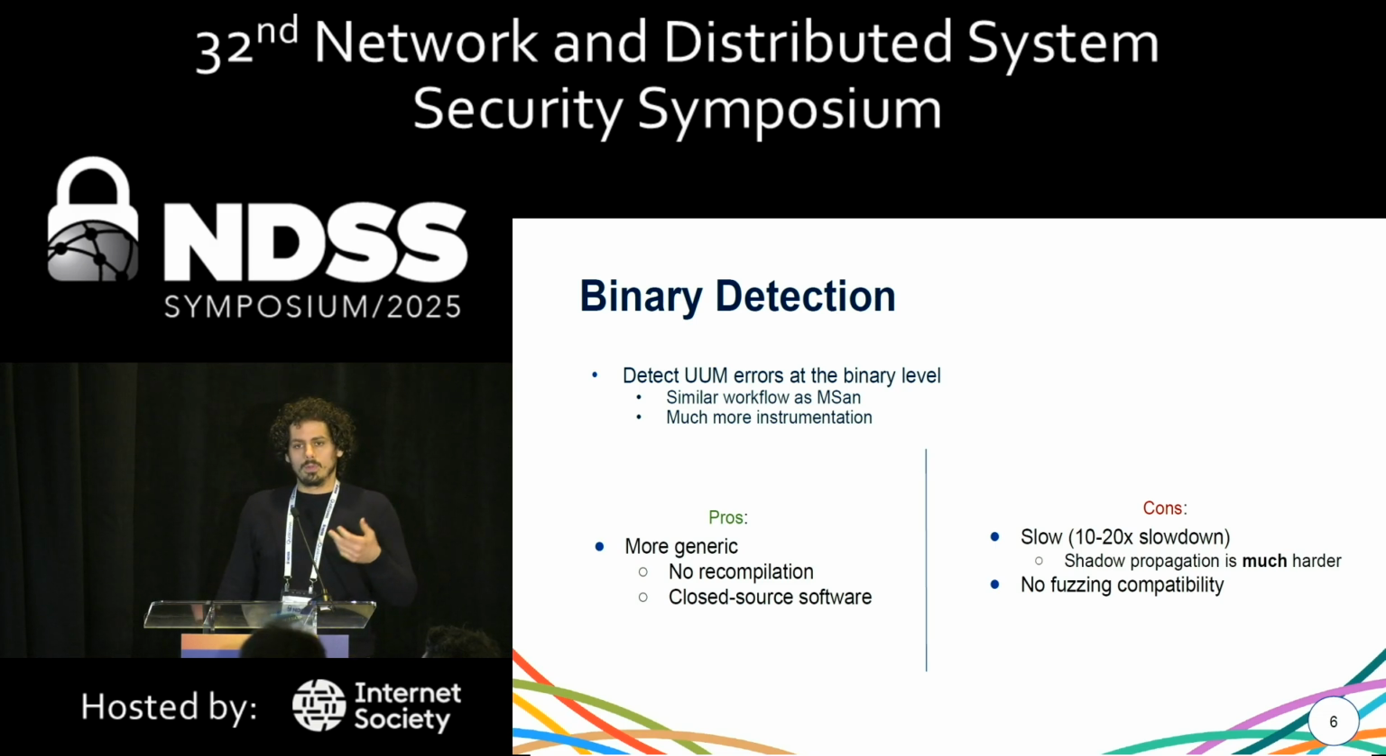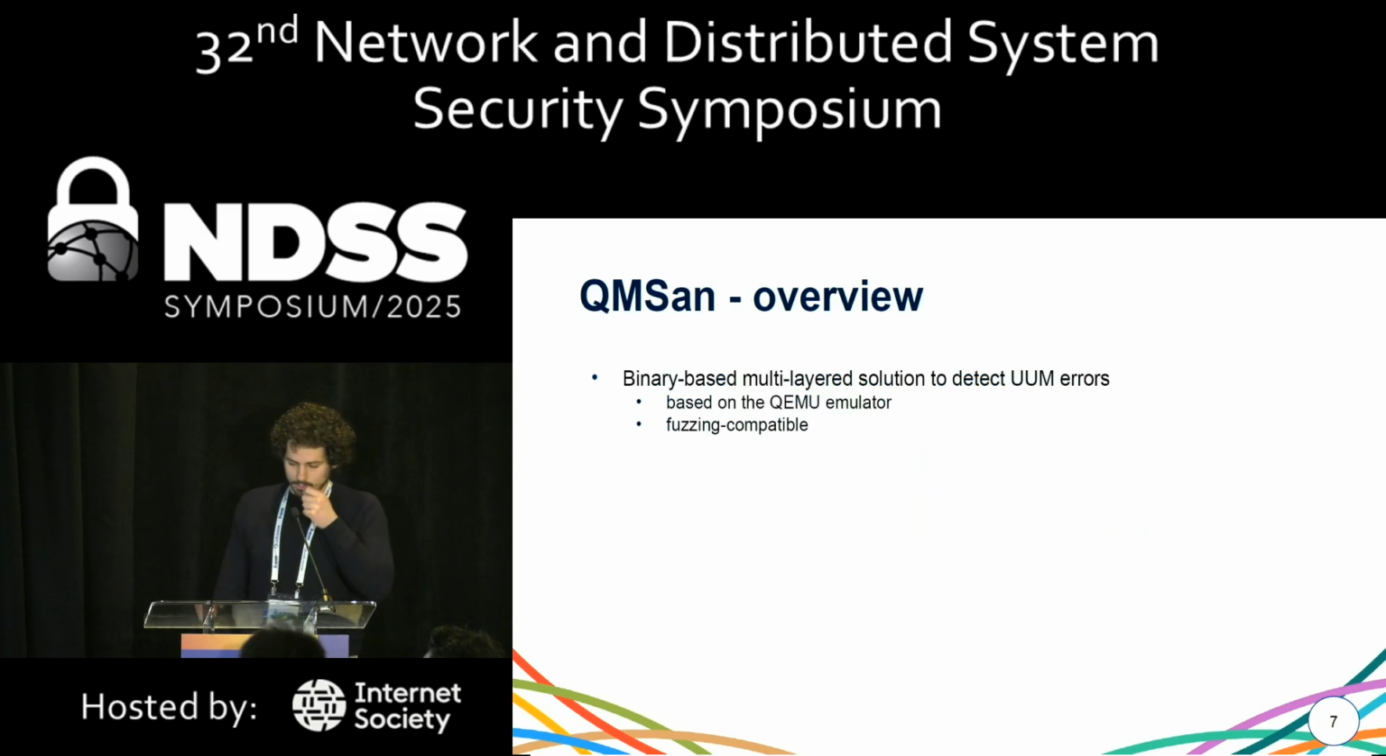This means that we are missing bugs in closed-source software, and in general, we don't have a more generic solution when MSan fails or where MSan's constraints are too much for our application. To tackle this issue, we propose a new approach called QMSan.